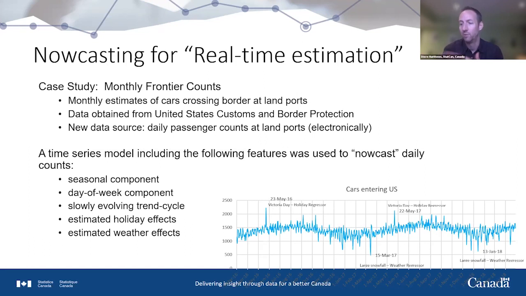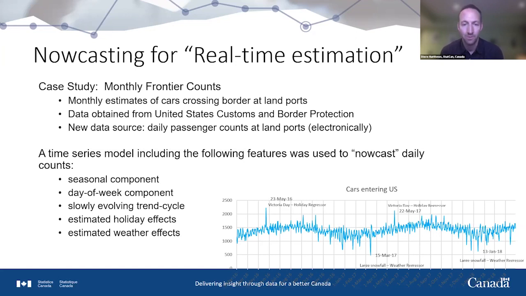the US Border Agency will provide us with data on how many cars pass through the ports of entry to the US in a given month. Recently, though, we get an electronic source of the data, and it's actually daily counts rather than monthly counts at those same land ports. So given this daily extract, which we receive not every day, but in one week batches, I believe, we thought we could try to use a time series model on the daily counts to nowcast the monthly counts.